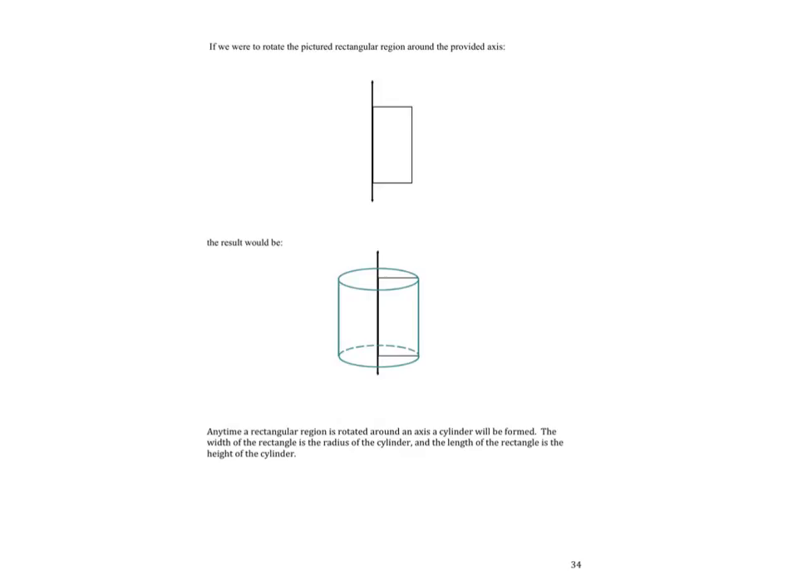If we were to rotate the pictured rectangular region around the provided axis, the result would be, okay, I've seen this on a regents exam, so please take note of this. If you have a rectangular region about an axis, you're going to end up with a right circular cylinder. So anytime a rectangular region is rotated around an axis, a cylinder will be formed. The width of the rectangle is the radius of the cylinder, and the length of the rectangle is the height of the cylinder. Make note of this.